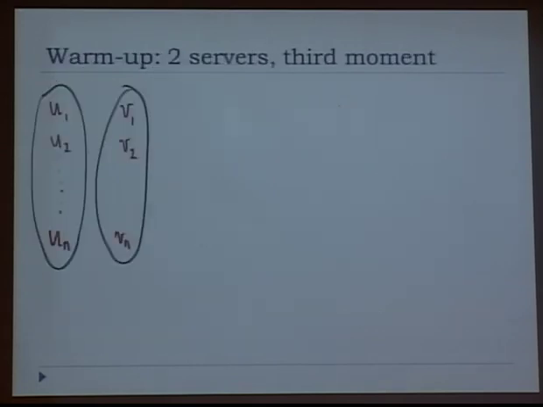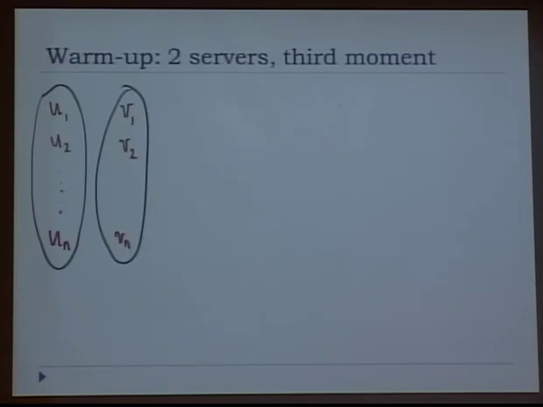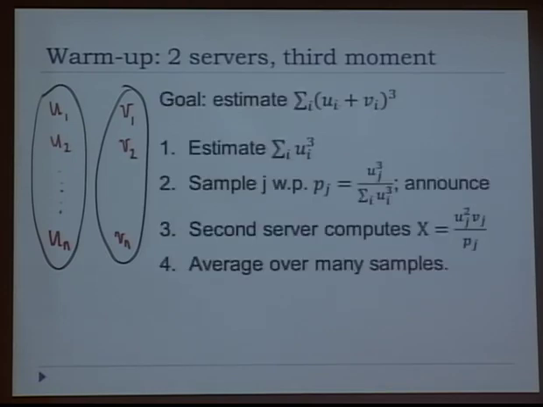So let's do a very simple exercise before we do that. The simplest interesting case is when you have two servers and you want to compute the third moment. The third moment is already hard for streaming; it needs polynomial space. Say the frequencies on the first server are u1 through un and on the second server are v1 through vn, the aggregates of the updates these servers have received. They're non-negative, and what we'd like to compute is the sum of (ui plus vi) cubed.